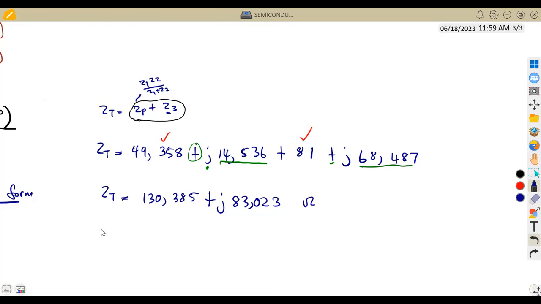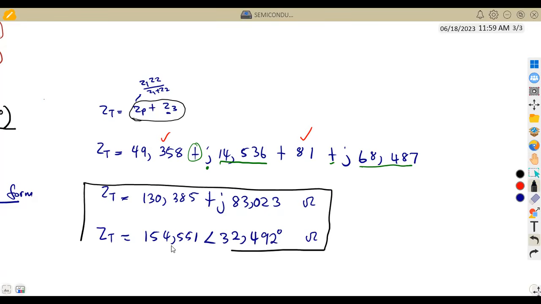Like I said, everything must be written in both formats. We do not know what's going to happen. So it's best for you to change also to polar form. Remember, guys, how you change to polar form. And so if we change this to polar form, you are going to obtain something like 154.551 angle of 32.492 degrees. All right. So these are the values of the total impedance that we are going to obtain in both formats, that is in rectangular and in polar form.